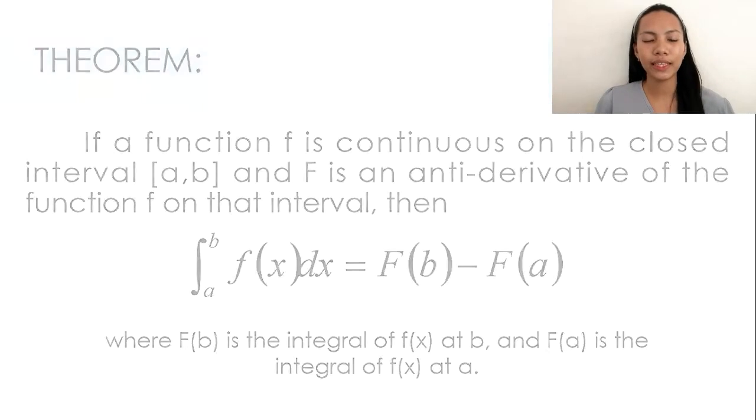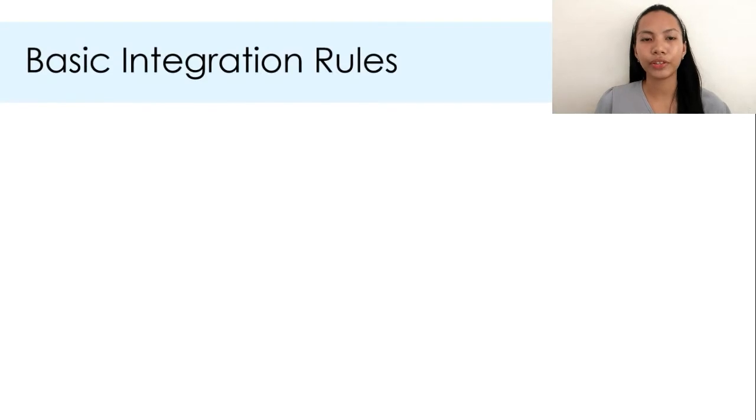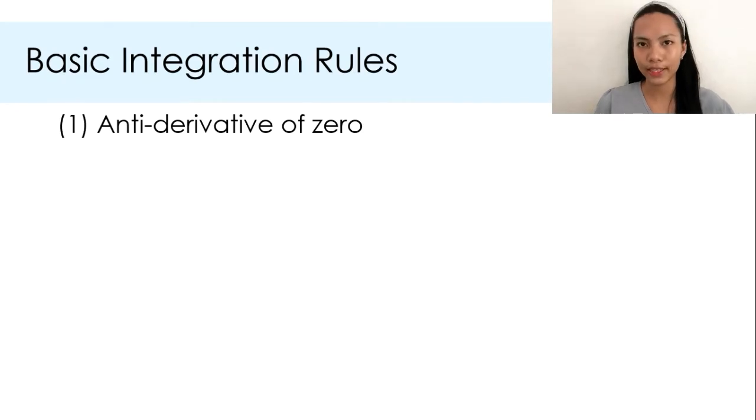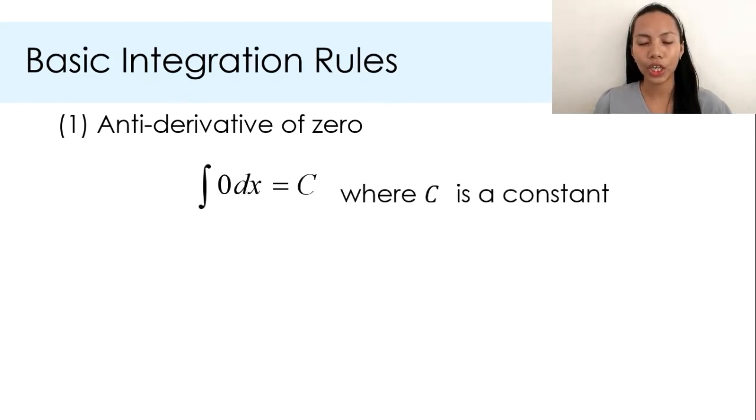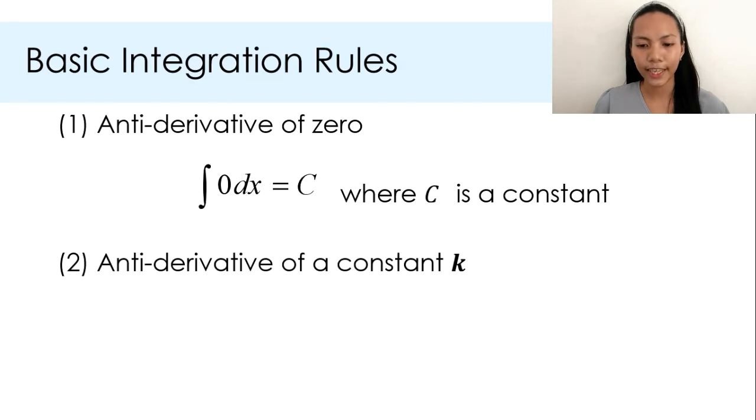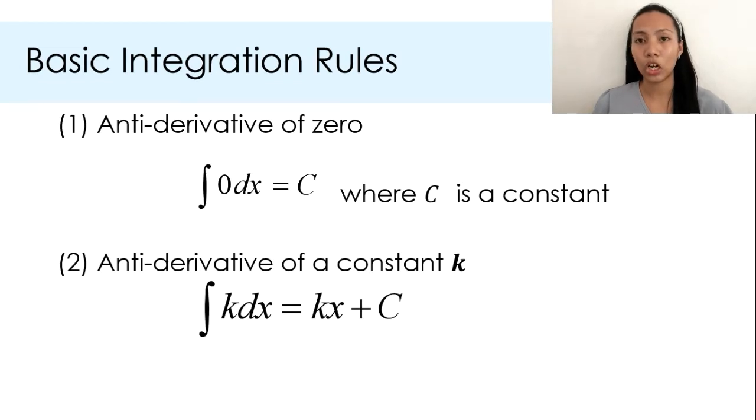So, before tayo mag-proceed sa ating example, mag-recall muna tayo ng basic integration rules. Number 1 is the antiderivative of 0. Integral of 0 with respect to x is equal to c, where c is a constant. So, hindi ko na siya i-explain further itong basic integration rules kasi mag-recall lang naman tayo. And then, number 2 is the antiderivative of a constant k. Dito naman is integral of k with respect to x is equal to kx plus c, wherein yung k is any number basta constant siya. Yeah, constant. Wala siyang variable.